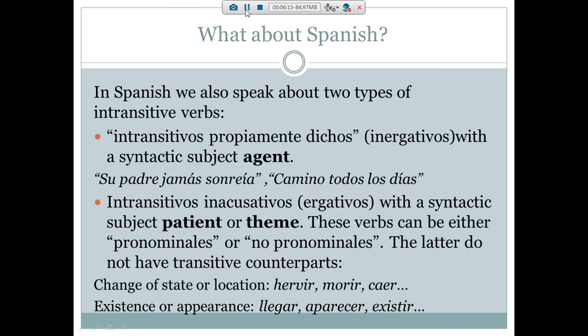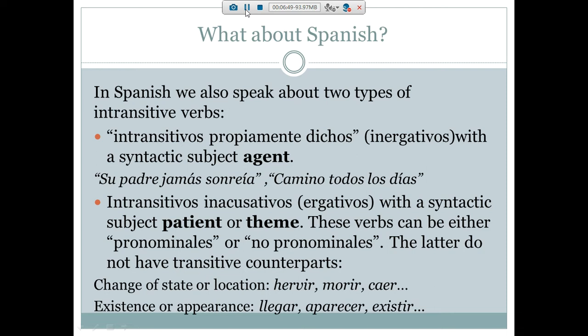Okay, what about Spanish? In Spanish, we can also speak about two types of intransitive verbs. Intransitivos propiamente dichos, que se llaman inergativos, inergative, again, with a syntactic subject agent. Su padre jamás sonreía, el verbo sonreír, el verbo caminar, el verbo quejarse, como vimos recién en inglés. They are also intransitive verbs inergativos en español. Su padre jamás sonreía.